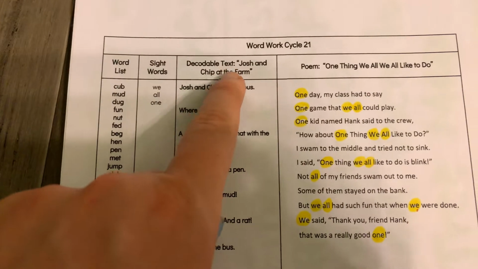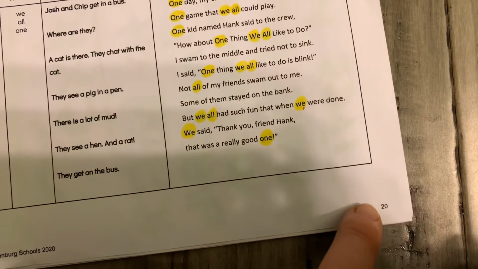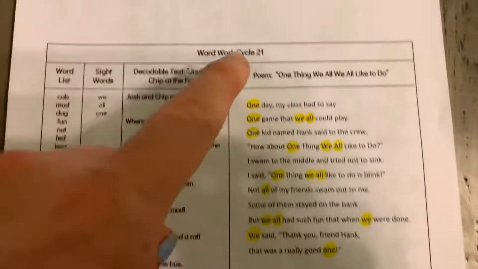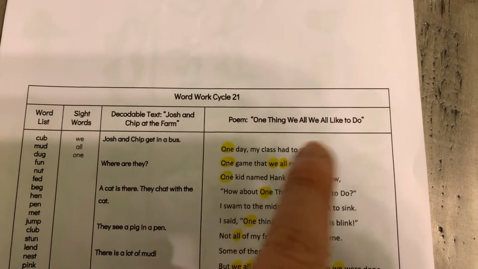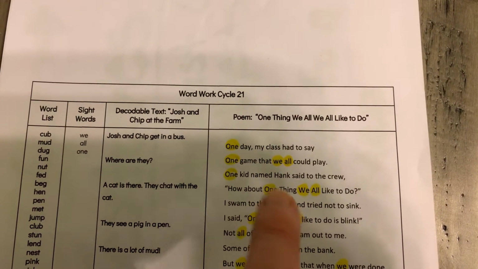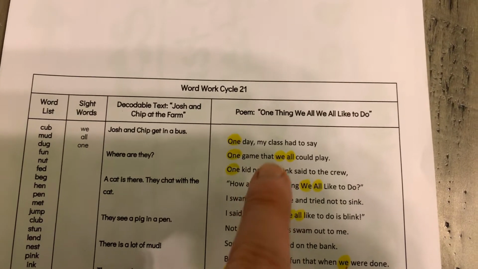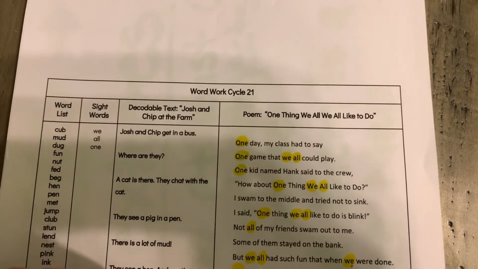So here's the decodable text, again, on page 20. Excuse me, I might have said 19. Also on this page is the poem, One Thing We All Like to Do. This is where you will be highlighting the words we, all, and one all throughout there.